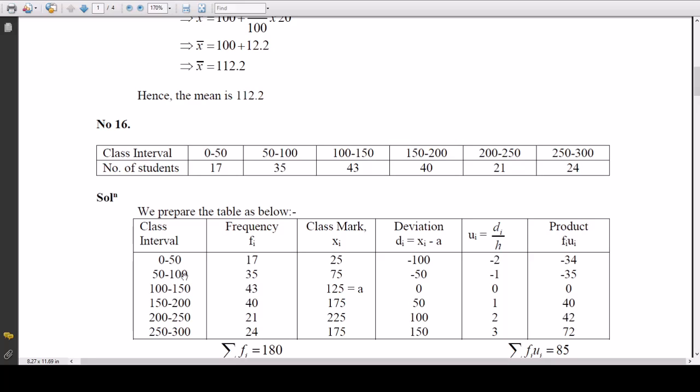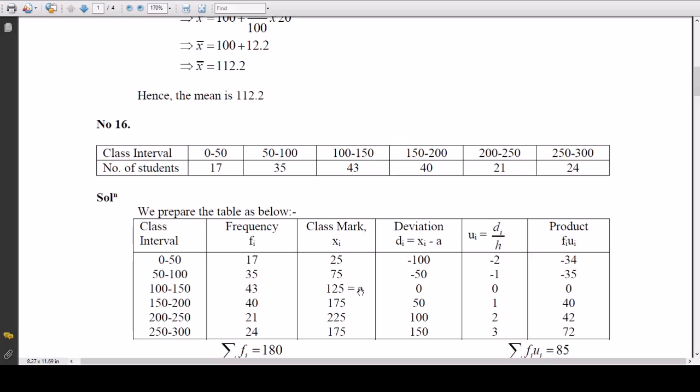50 to 100, it is 75. If you are not sure, you'll add 100 plus 50, which is 150, and then divide by 2, you'll get 75. The same thing with all the remaining class intervals. The mid values, the class marks of the corresponding class intervals, I've shown you here. Out of these class mark values, we'll choose any one to be the assumed mean. Let us take A to be 125.